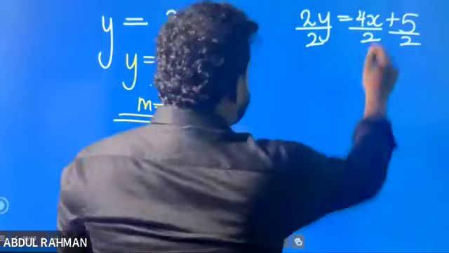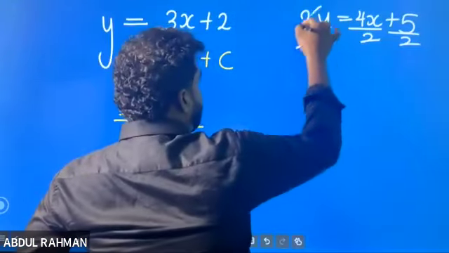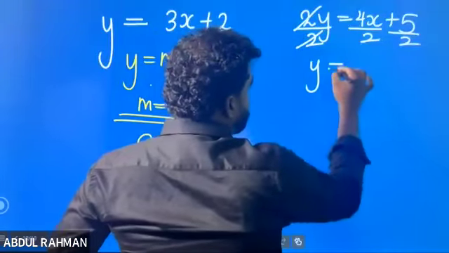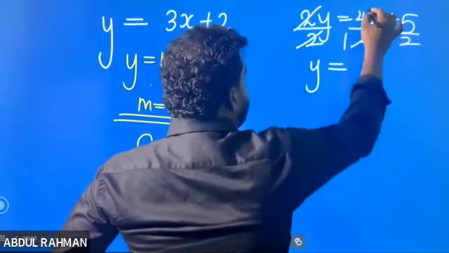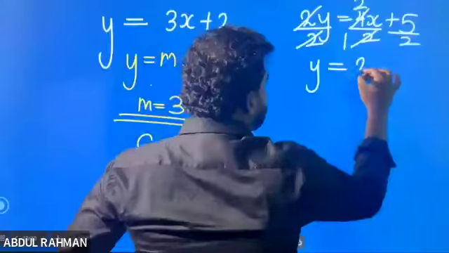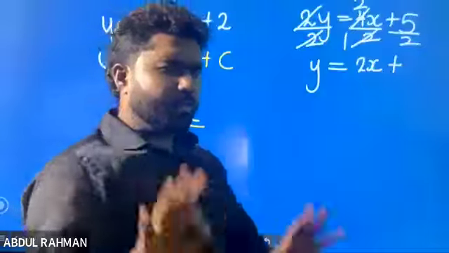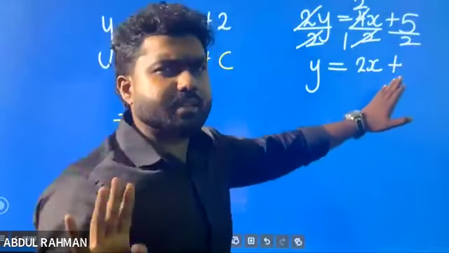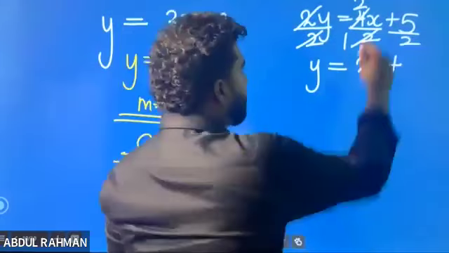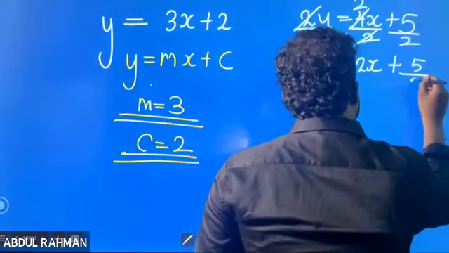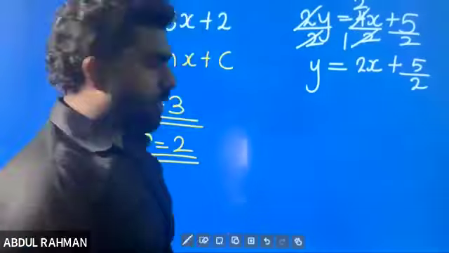So Lamya, I divide everything by 2. 2 and 2 get cancelled. y equals 2 times 1 and 2 times 2, answer is 2x, so I'm writing 2x here. And I can't divide this, Lamya. Every time make sure you don't go for decimal answers. Keep it as a fraction itself. So I'm keeping this as 5 divided by 2.